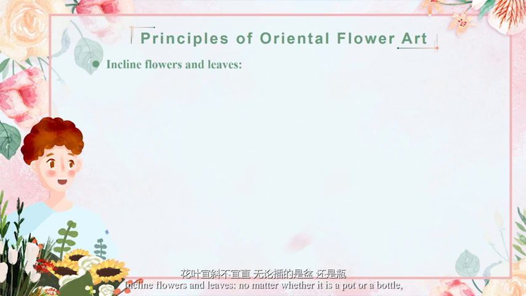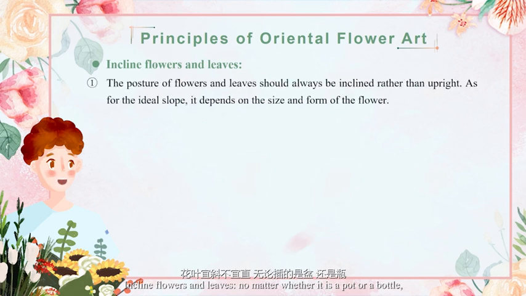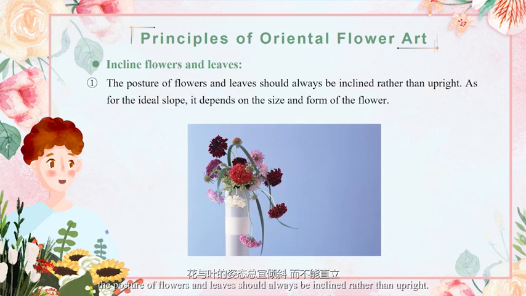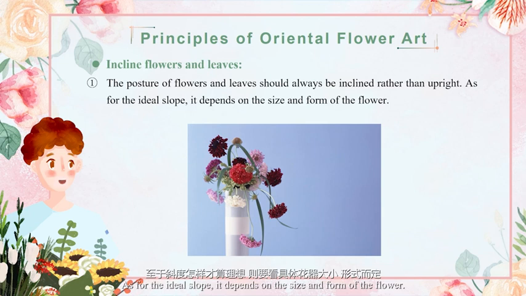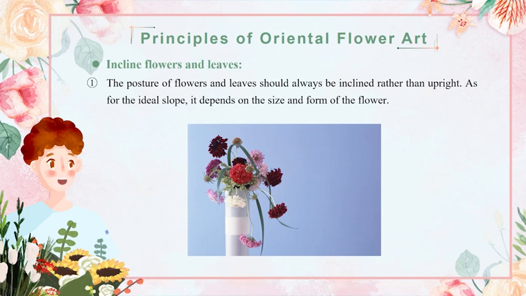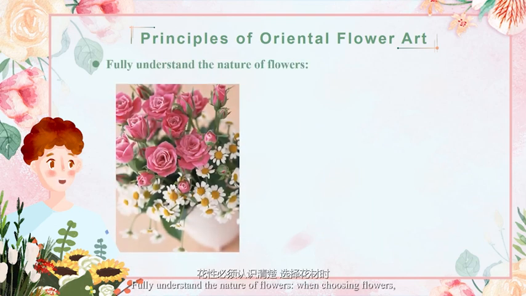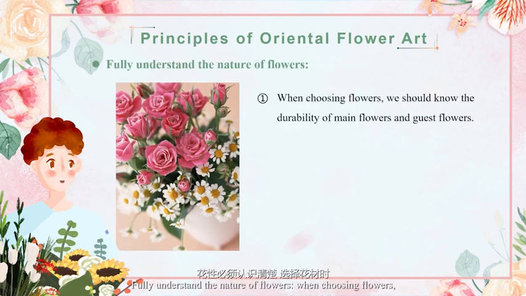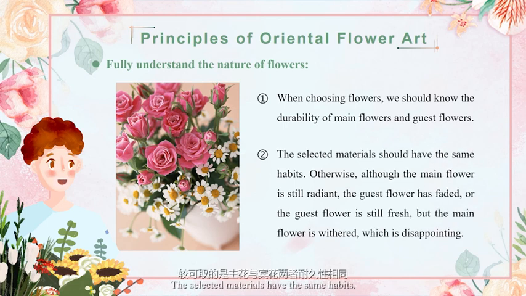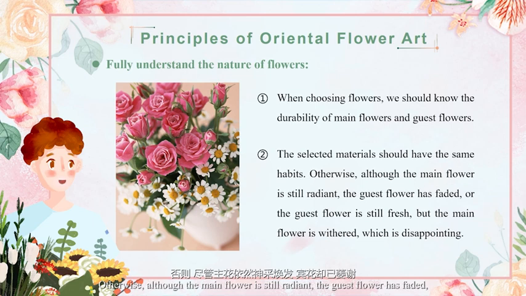Incline flowers and leaves. No matter whether it is a pot or a bottle, the posture of flowers and leaves should always be inclined rather than upright. As for the ideal slope, it depends on the size and form of the flower. Fully understand the nature of flowers. When choosing flowers, we should know the durability of main flowers and guest flowers. The selected material should have the same habits. Otherwise, although the main flower is still radiant, the guest flower has faded, or the guest flower is still fresh, but the main flower is withered, which is disappointing.